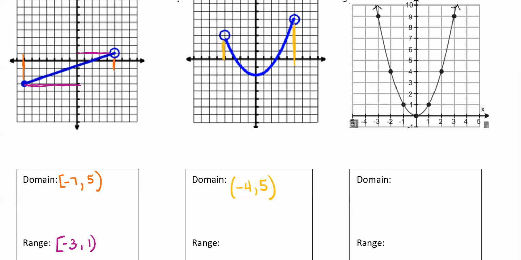The range are your y values. So here's the floor. That's the lowest y value that we have. And the highest y value is here. So that's -2. And it's solid, so it'll be a bracket on -2. And we go up to 5. And 5 has a parenthesis on it because it is an open circle.